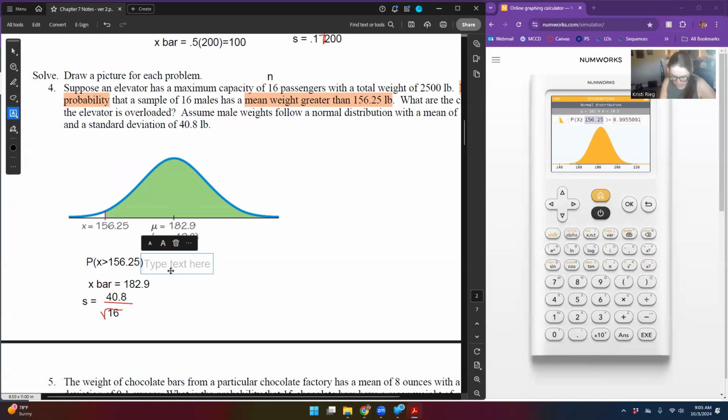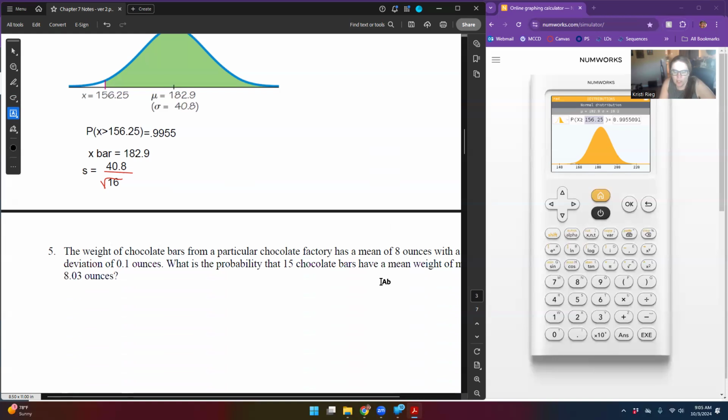So the answer is 0.9955. That is the probability that the people are going to wait too much for the elevator, because we're saying if this is their average weight, they're almost at the maximum capacity of the elevator. Okay, let's try this again.